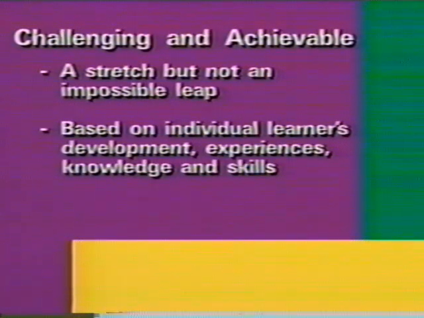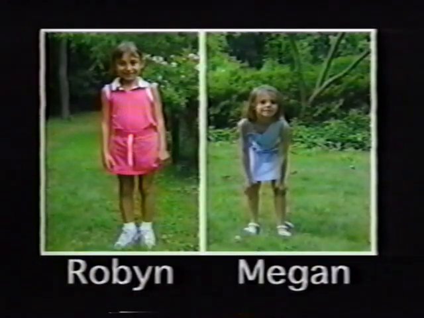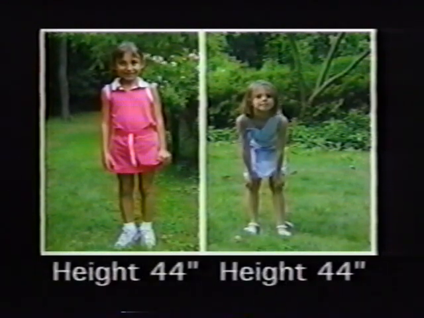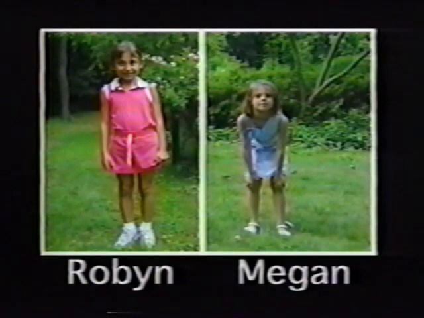Let's see how just achievable plays out in a game of catch at the park. Megan and Robin love to play catch. They are the same age and the same height. Everything about them looks the same, but their individual skill level is much different.